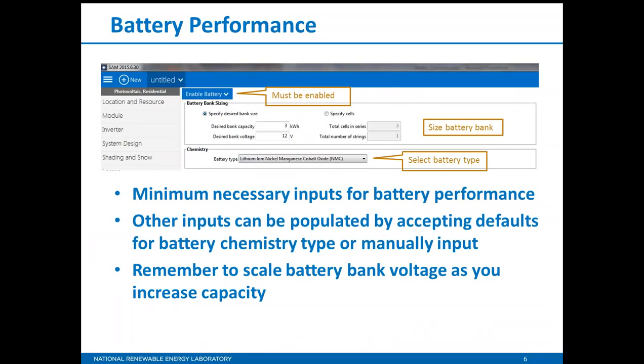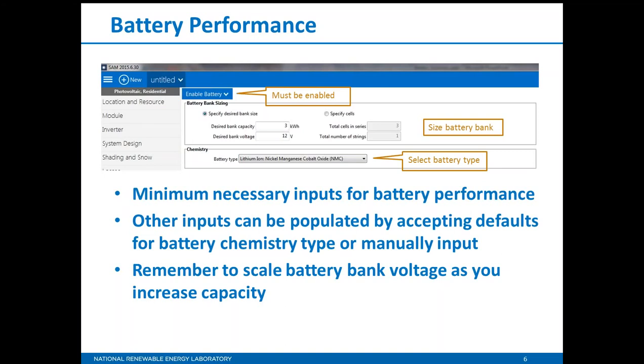For the battery performance models, I've really only highlighted the very top part of the input page here. And this is really just to get started. I'll be walking through some of the more detailed inputs during the demonstration. But to get started, as I mentioned, you first have to enable the battery model for your case. And then the bare minimum inputs that you need to get started are to specify the desired battery bank size in kilowatt hours.